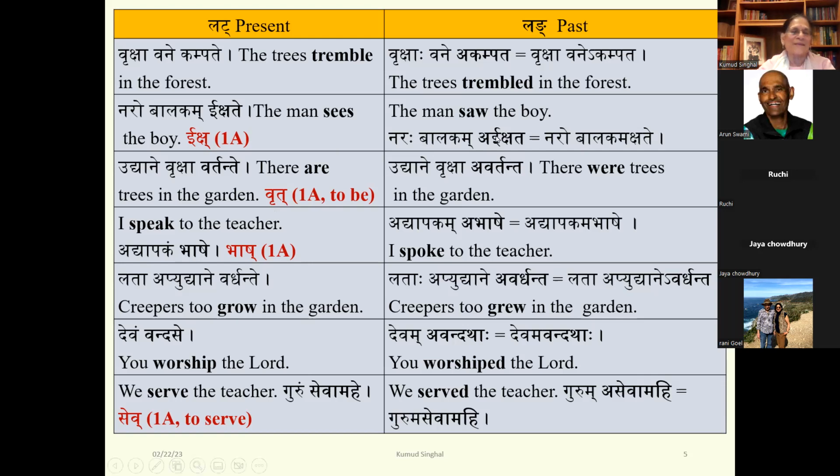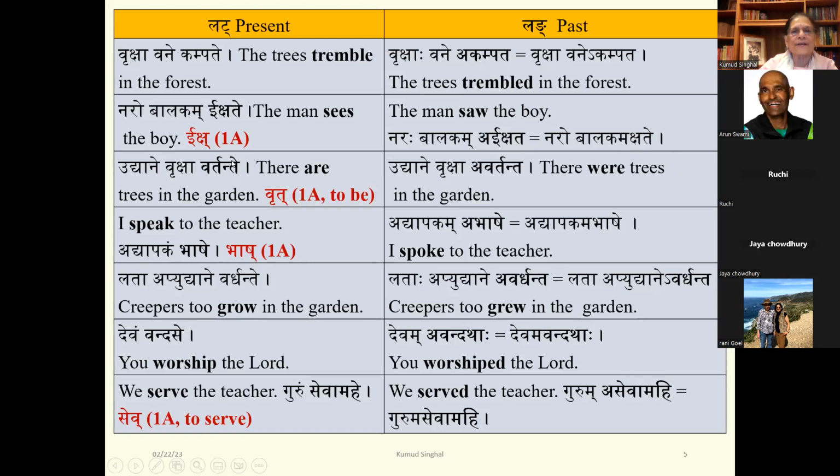You're right. This is a typo error again. It should be ikshate. Sorry, ikshata. There's again a mistake here. It should be a ta here, not a te. I will correct this. Remember, this is not a te. It should be ikshata. There's an error here too.